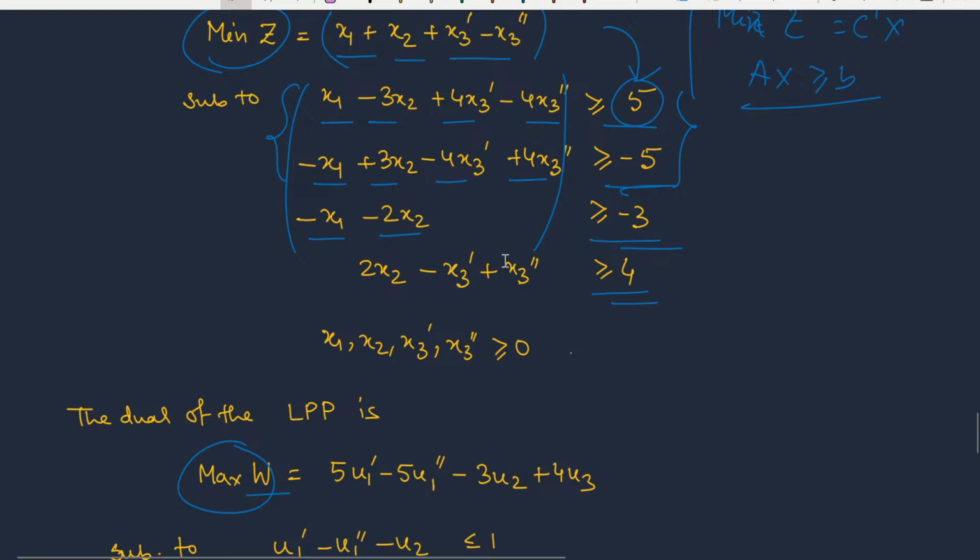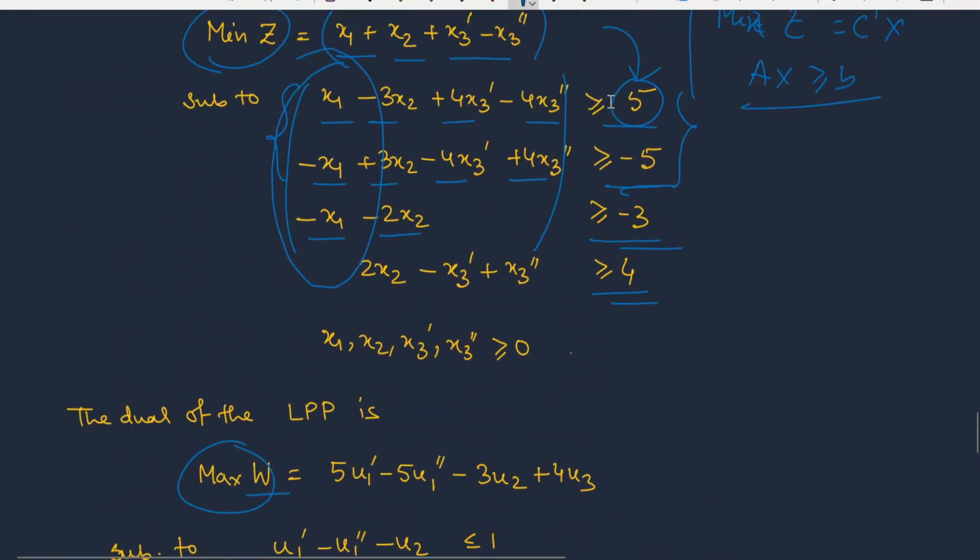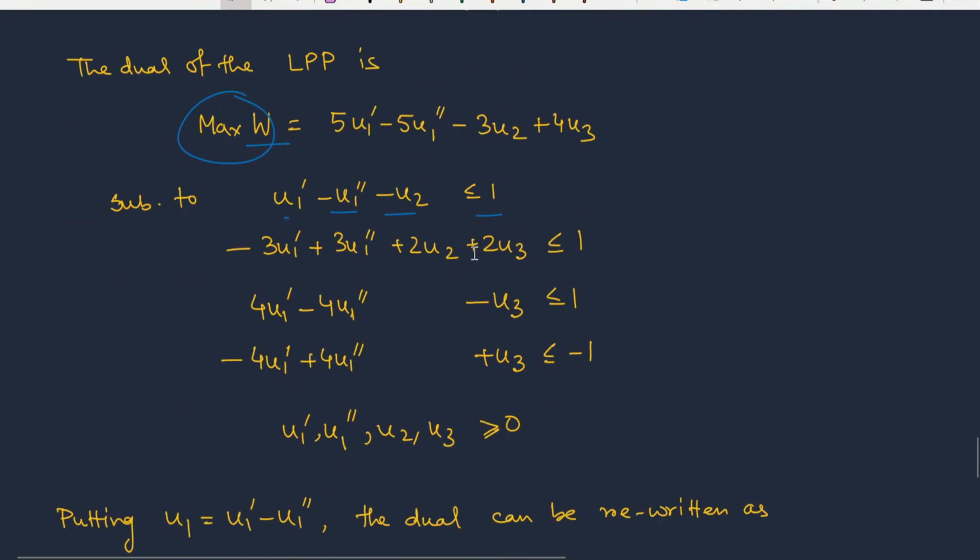And then the constraints, how do we write them? We write the transpose of this coefficient matrix. So u1 prime minus u1 double prime minus u2, this is less equal to 1. There is some technical issue here, it is lagging. Since here the inequality is greater equal to, therefore here the inequality should be less equal to type. And this is the maximization problem.